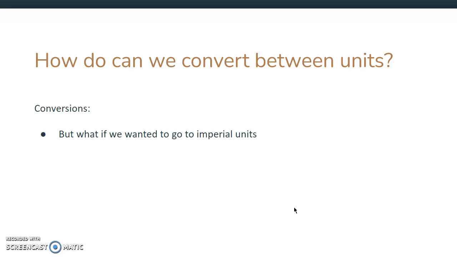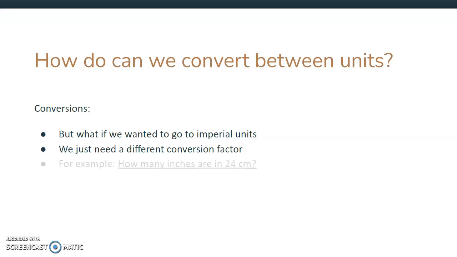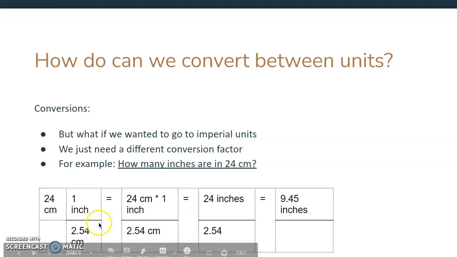The next one is an example to go from imperial units to metric units, or vice versa. The only difference is, if we want to use imperial units, all we have to change is our conversion factor. So we're going to use 24 centimeters again, but we want to go to inches now. So how many inches are in 24 centimeters instead of how many meters are in 24 centimeters? We start the same way. We start with 24. But our conversion factor is there's 2.54 centimeters in 1 inch.